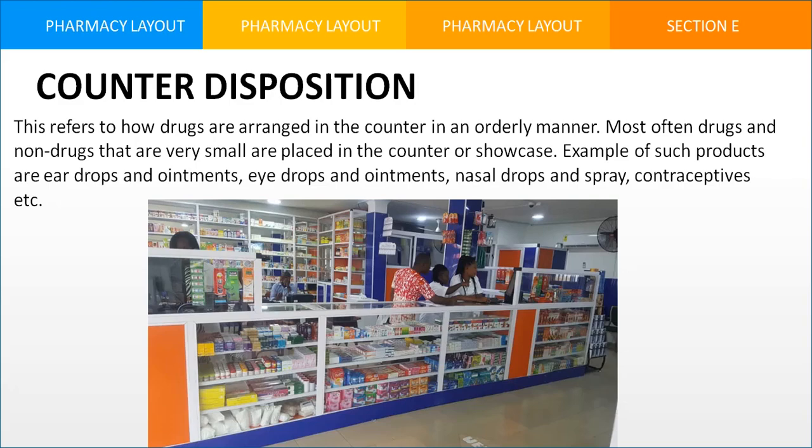The next one we have is called the counter disposition, and this refers to how drugs are arranged on the counter or showcase. We can see how the drugs have been arranged on the counter beautifully. Examples of such products are eardrops, ointments, eye drops and ointments, nasal drops and sprays, contraceptives and condoms. Normally it should be done in a way that is easy for you to see, and the items are arranged according to a format so that you do not mix the medicines up and cause dispensing errors.